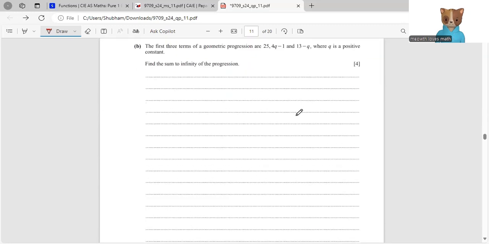Now, coming on to the B part, the first three terms of a GP, right? Geometric progression means there will be a common ratio. Always think of it like this. So common ratio means what? It's first term, second term, and third term. That means 4q minus 1 divided by first term, 25 will be equal to third term divided by 13 minus q divided by 4q minus 1. So cross multiplication will give 4q minus 1 whole square equal to 25 times 13 minus q.